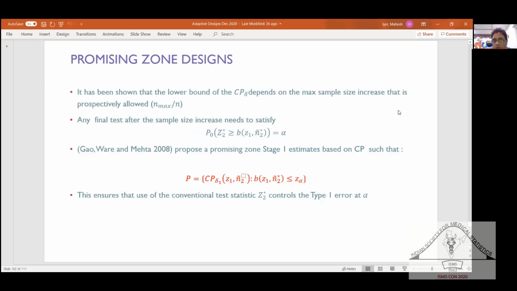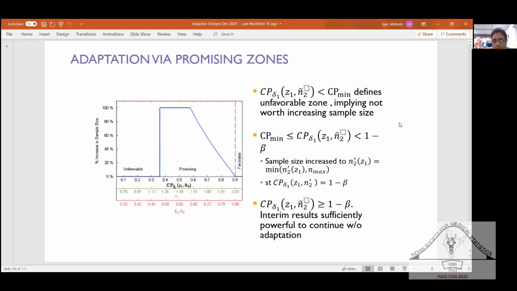So using this, we now have a new set of designs, which we call the promising zone designs, which were first put up by Gao, War, and Mehta in 2008. There is a recent updated version of this from 2018. In this design, they say that in certain considerations, if your data from the interim analysis is in a particular zone called the promising zone, then you can increase your sample size without worrying about inflation of type 1 error. So how does that work? This is how this whole design works.